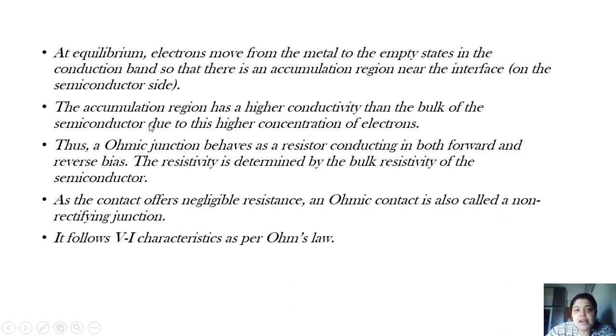So there is an accumulation region near the interface, and this is on the semiconductor side. Why? Because the semiconductor is the acceptor here. The accumulation region has a higher conductivity than the bulk of the semiconductor due to the higher concentration of electrons. Because metal has a high charge carrier density, because it can donate more electrons, the accumulation region is always filled up with electrons. Thus, the ohmic junction behaves as a resistor conducting in both forward and reverse bias.